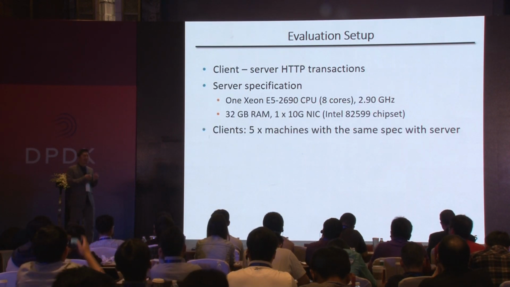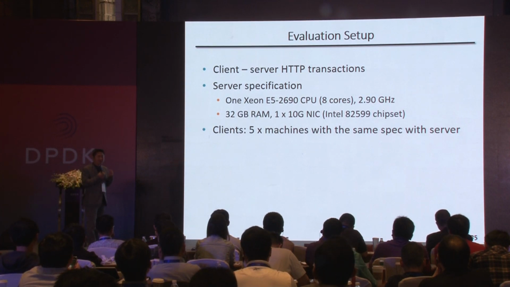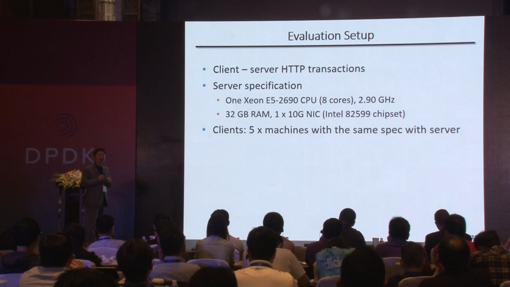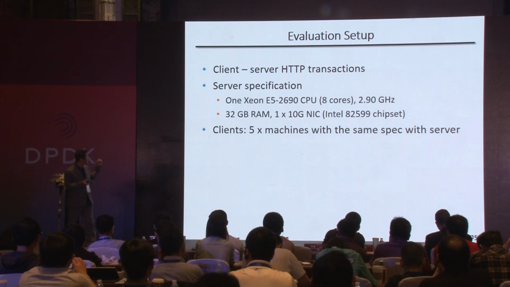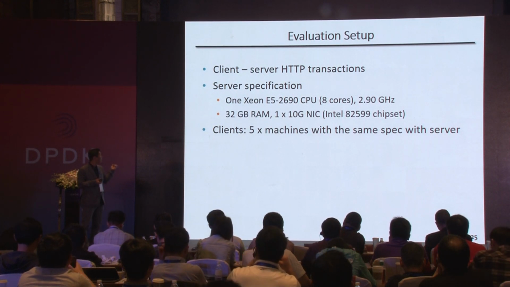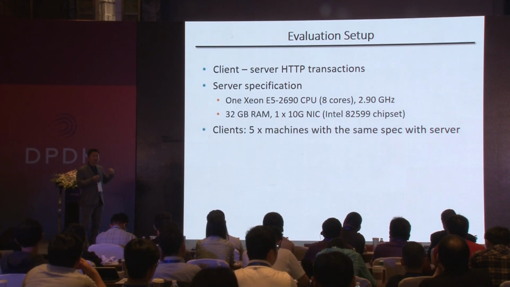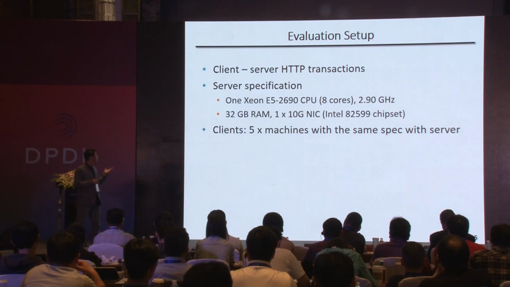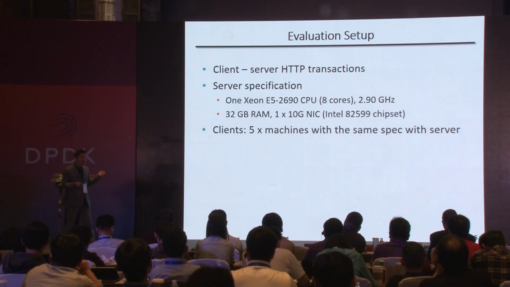The evaluation setup is that we mainly measure the number of HTTP transactions for small responses. For the server, we use a Xeon E5-2690 CPU with 8 cores, 32 gigabytes of memory, and 1 NIC with 2 ports. And then we have five client machines with the same spec as the server.